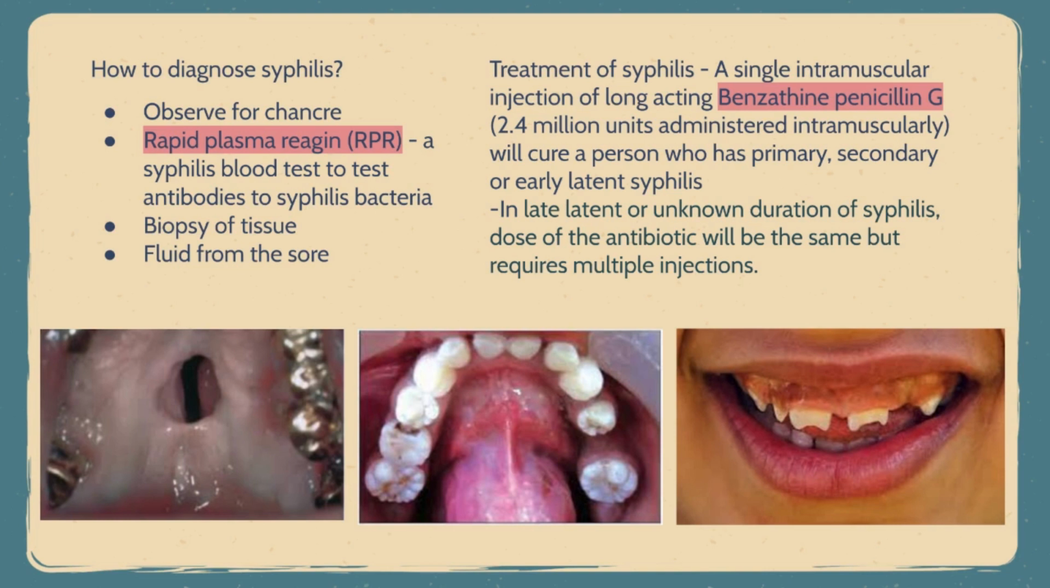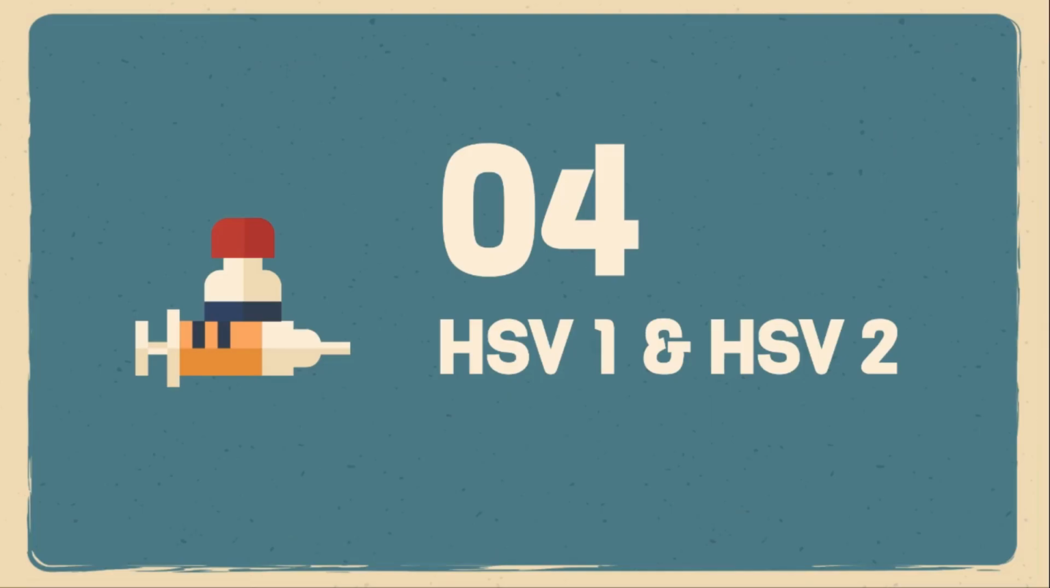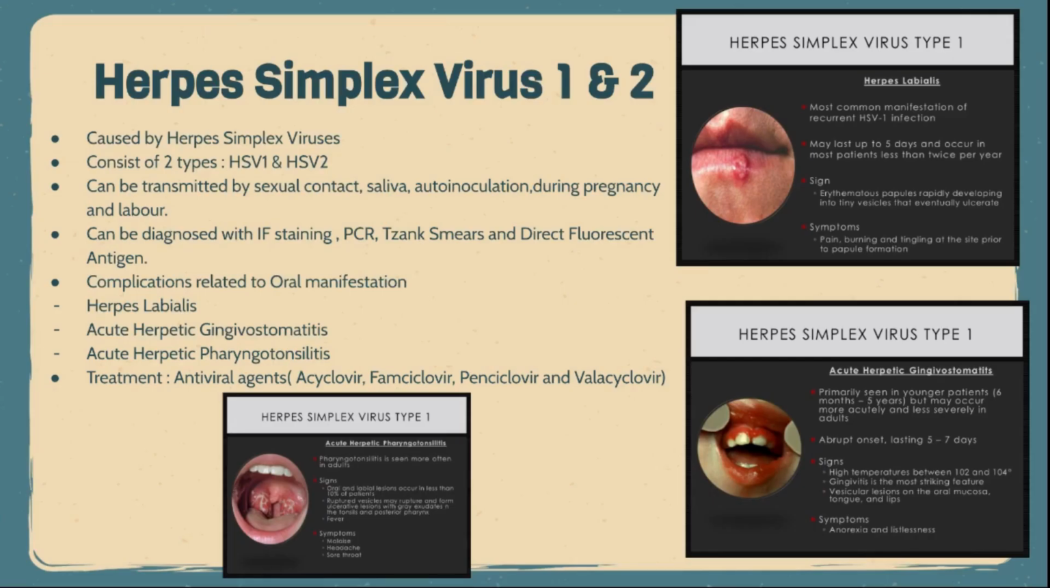A single intramuscular injection of long-acting benzathine penicillin G will cure a person who has primary, secondary, or early latent syphilis. In late latent syphilis or syphilis of unknown duration, the dose of the antibiotic will be the same but requires multiple injections. Treatment will kill the syphilis bacterium and prevent further damage, but it will not repair the damage that has already been done. Next is herpes simplex viral disease that is caused by HSV1 and HSV2.